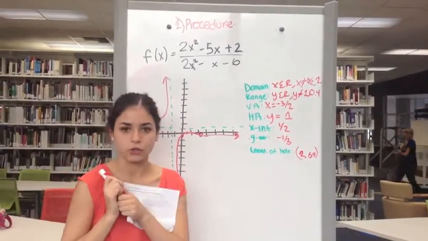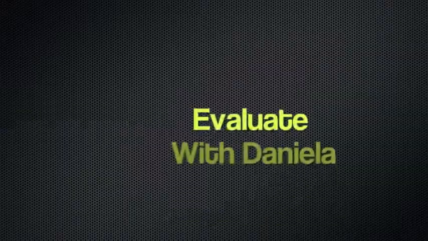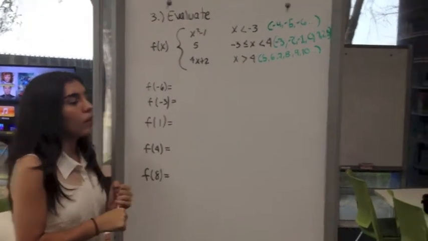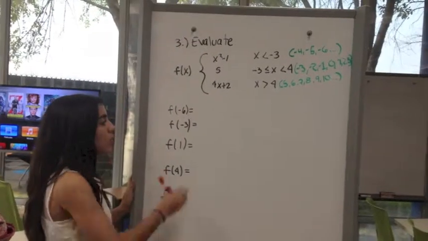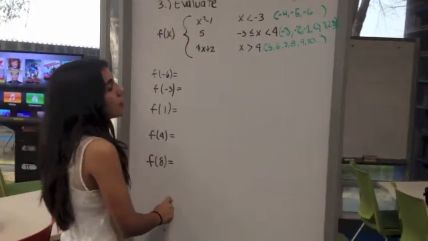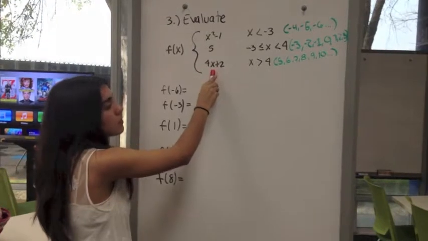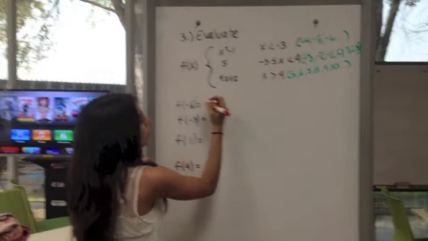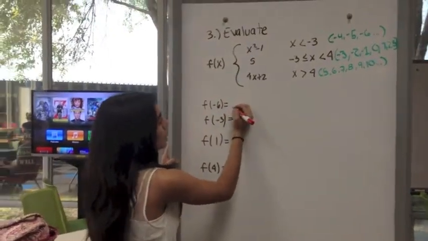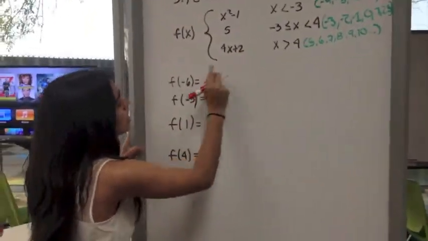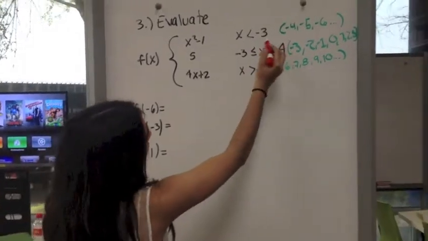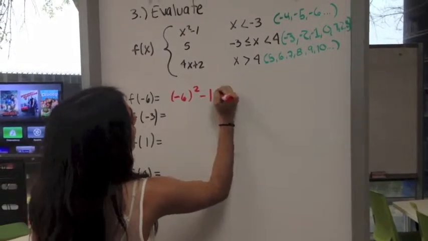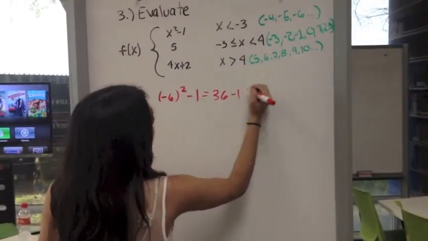So with that, you can have all your information. In section number 2 of the quiz, in problem number 3, we have to evaluate each of the f of x and know which function of these ones belongs to each one. So to know which function belongs to f of negative 6, we have to know where negative 6 is included. Negative 6 is included in the first function, so negative 6 squared minus 1 equals 36 minus 1 equals 35.